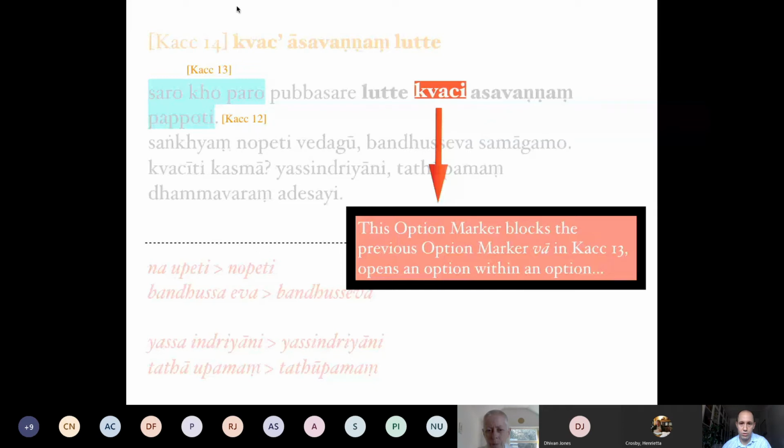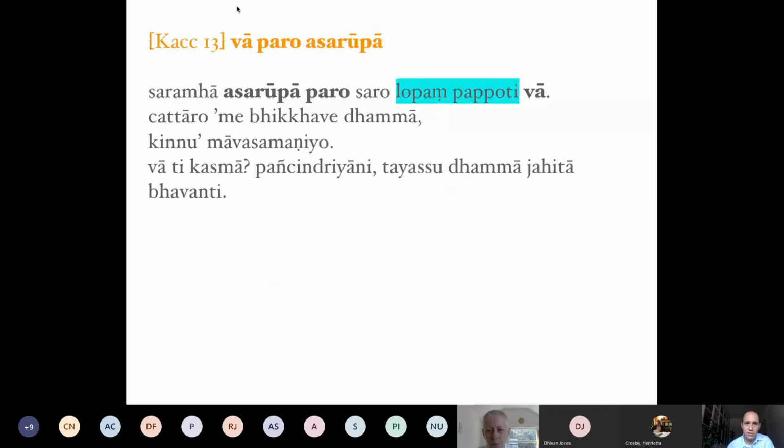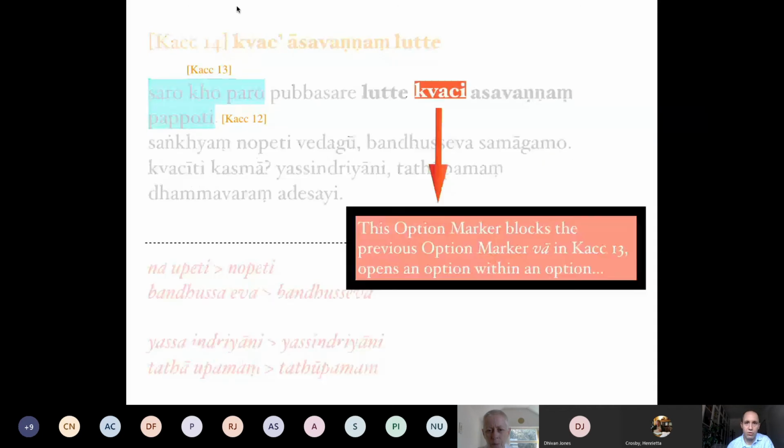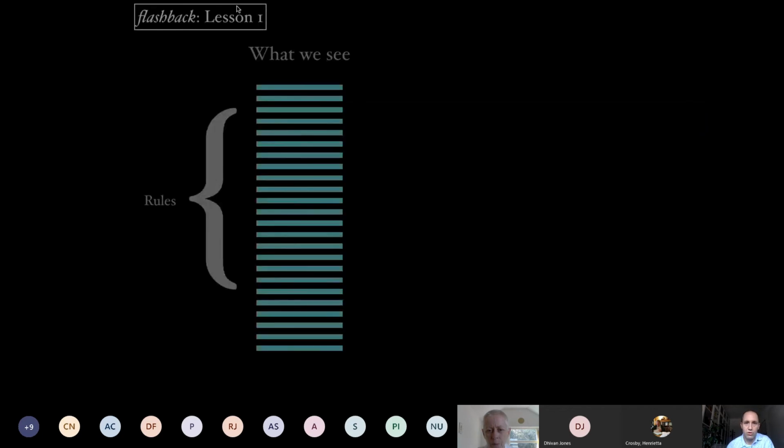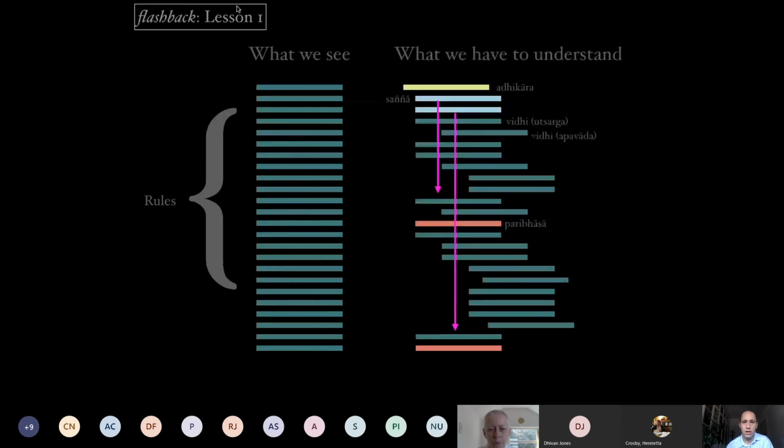So in some ways, I think the last line maybe I should delete it, but I'm not so sure here. But kochi here is an option marker. It cancels the wa in vaparo asarupa. So you remember in the first session, we had this slide. This is what we see usually, and our understanding should be something like what you see on the right.